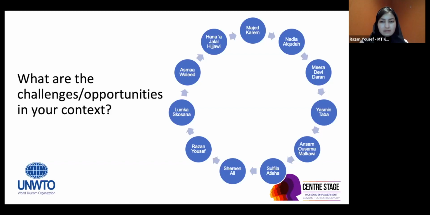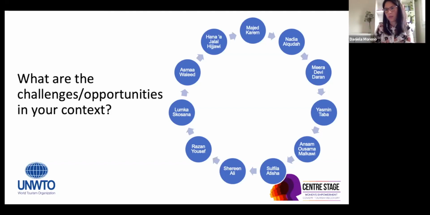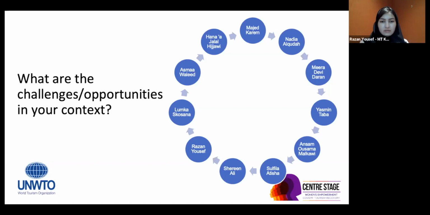The finding says that 83% say that jobs across the tourism sector are attractive, and there was no significant difference by gender when it comes to overall sector interest level. So it's a great indication when it comes to the tourism sector in Saudi Arabia.